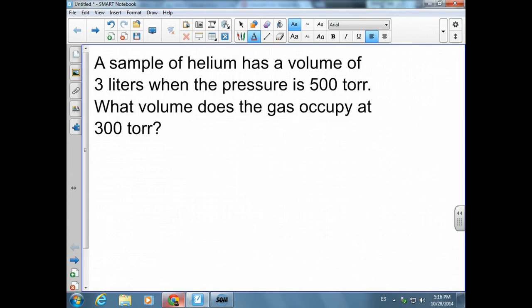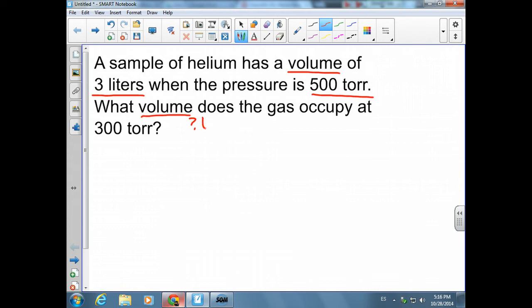Okay, tonight's homework was problems 1 through 3. I'm going to ask you to pause at some points just to see if you can do this. It says a sample of helium has a volume of 3 liters when the pressure is 500 torr. What volume, so we're looking for question mark liters, does the gas occupy at 300 torr? So here's our new pressure.